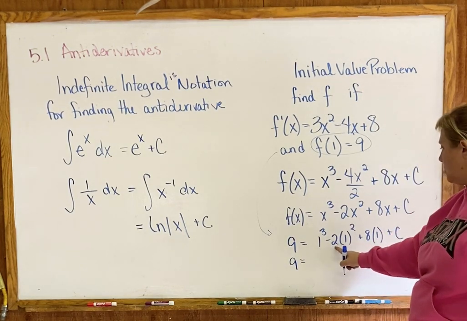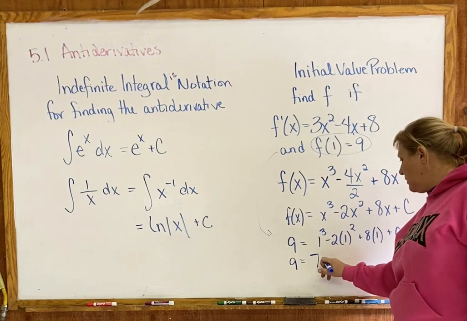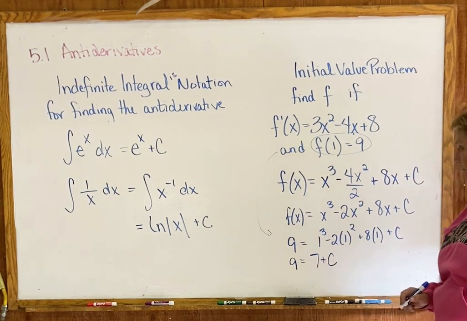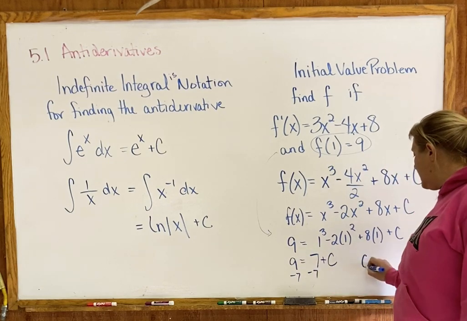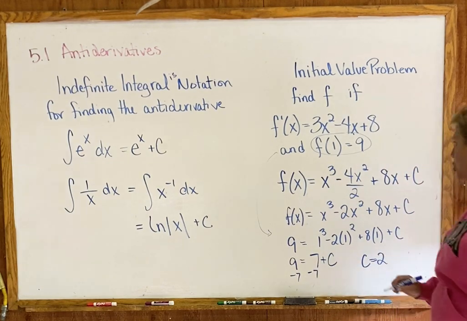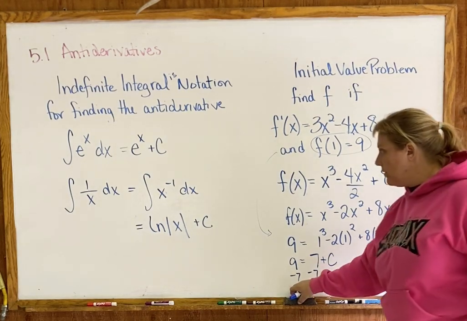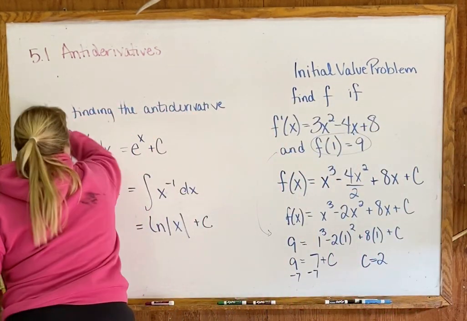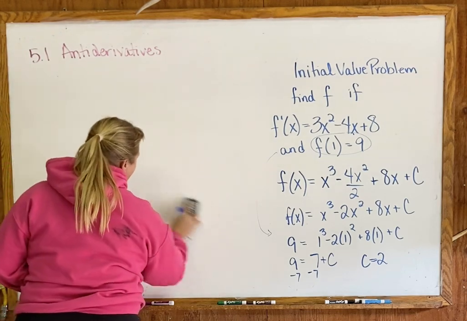So 1 minus 2 is negative 1, plus 8 is 7. So we end up with 7 plus c. So if we subtract the 7, we get c equal to 2. Okay? And now, I ran myself out of room, of course, but the last step is that we can now write the actual antiderivative.